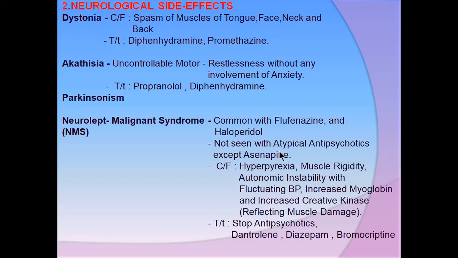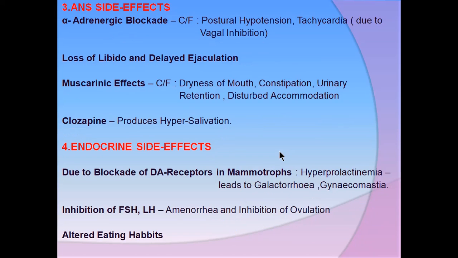Clinical features: hyperpyrexia, muscle rigidity, autonomic instability with fluctuating BP, increased myoglobin and increased creatine kinase reflecting muscle damage. Treatment: stop antipsychotics and give dantrolene, diazepam and bromocriptine.